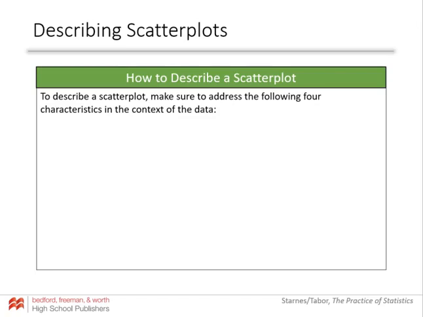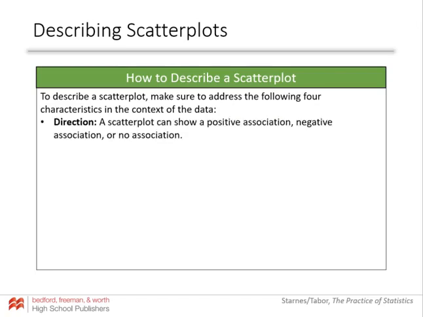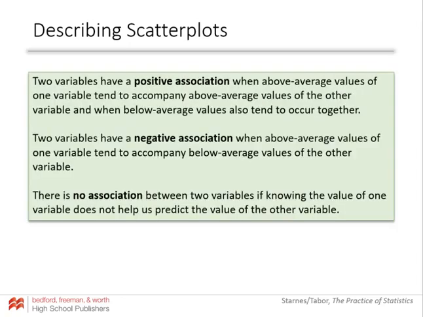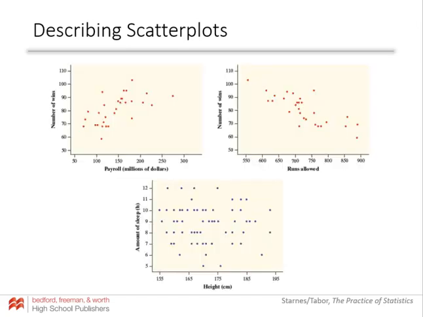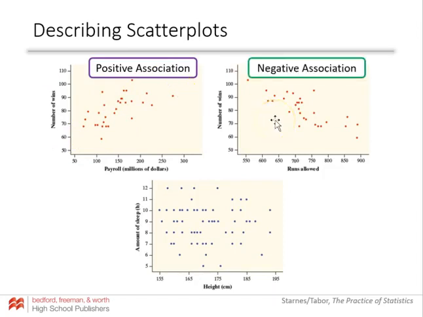Describing a scatter plot, there are four things that you need to describe when asked to look at a scatter plot. Okay, direction. The direction of the association is either positive, negative, or none. This is not a new concept. If the graph is going up, it's a positive association. If it's going down, it's a negative association. If we can't really tell, then there's no association. Okay, so we'll look at some examples. This graph here would be a positive association. It is generally trending up. This one would be a negative association. It is generally trending down. And this one doesn't really have a trend, so we say that is no association.